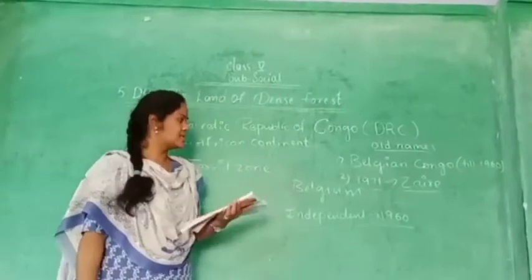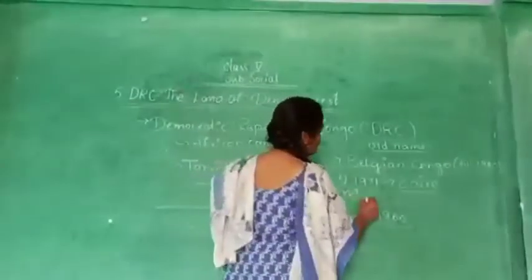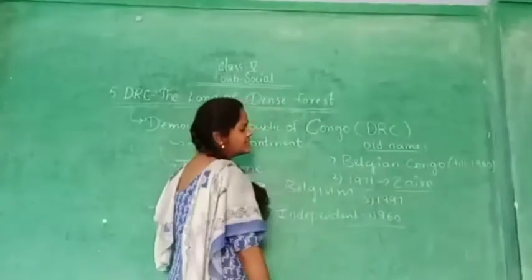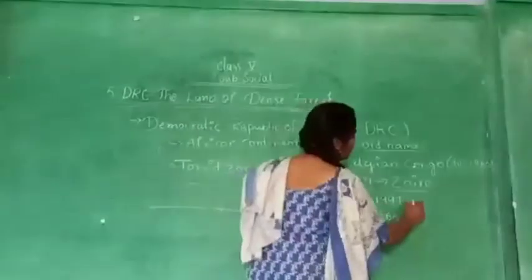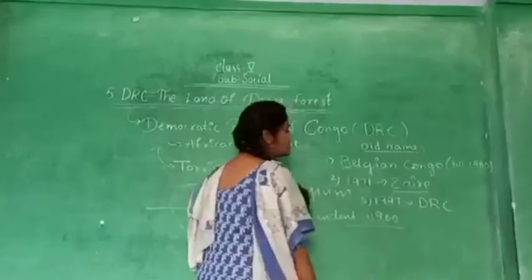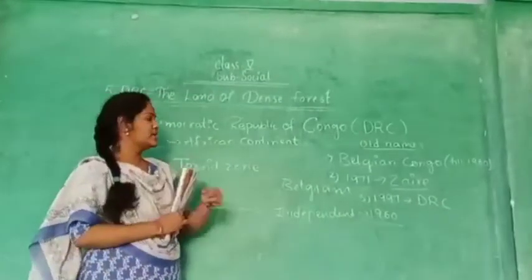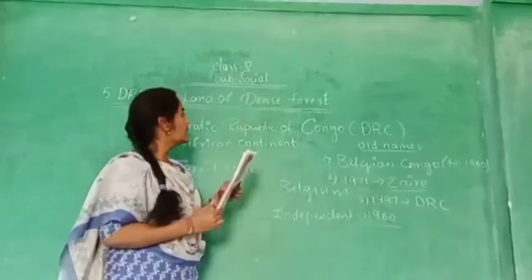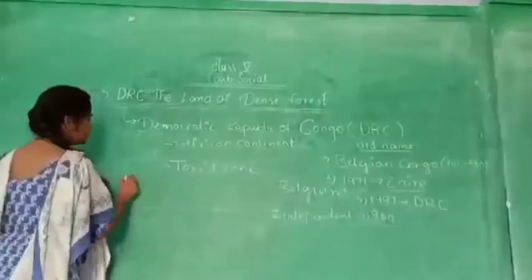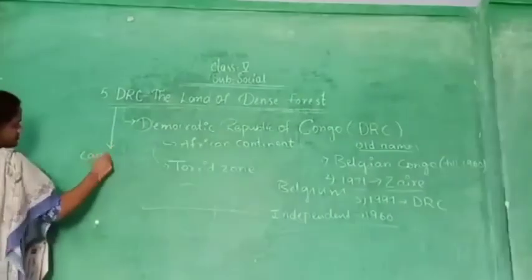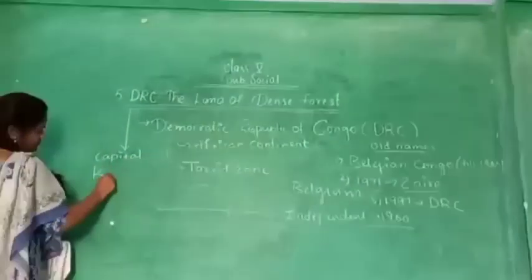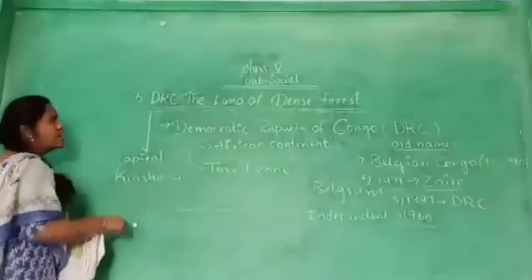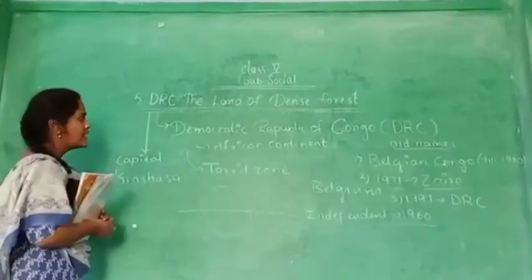Its capital is Kinshasa. Till 1997 its name was Zaire only. Again in 1997 they changed the country name. What is it now? Now it is DRC. They changed it to Democratic Republic of Congo. In 1997 it got the name Democratic Republic of Congo. And what is the capital of DRC? Kinshasa. It is Kinshasa. Okay, ma, see here.